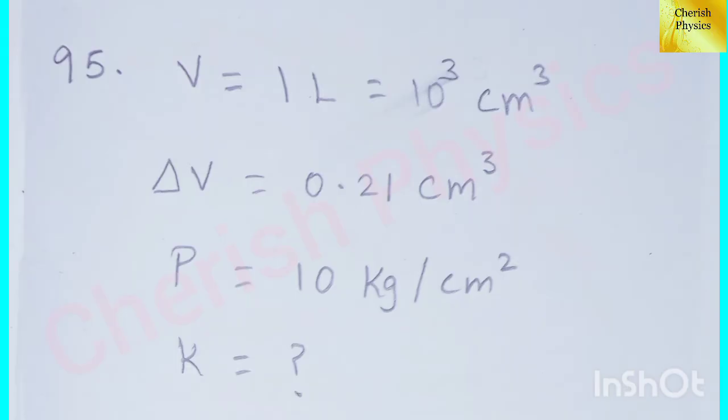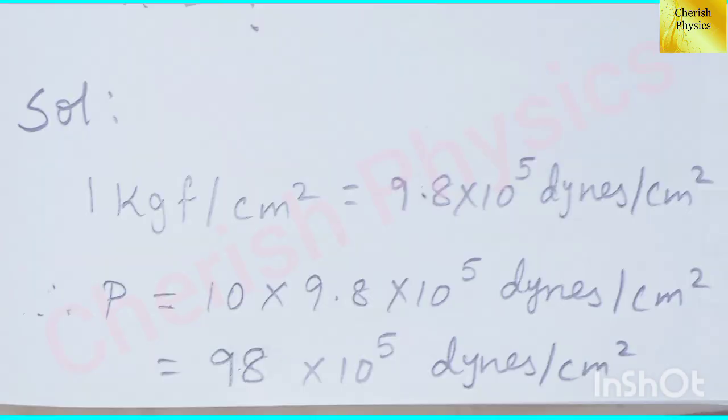First, let's write the given data. Volume V equal to 1 liter. The answer is given in terms of dynes per centimeter squared. Hence, we have to convert the volume in terms of centimeter cube. 1 liter equal to 10 to the power 3 centimeter cube. Delta V equal to 0.21 centimeter cube. Pressure P equal to 10 kilogram per centimeter squared. We have to find the bulk modulus K. The pressure term also should be written in terms of dynes per centimeter squared.